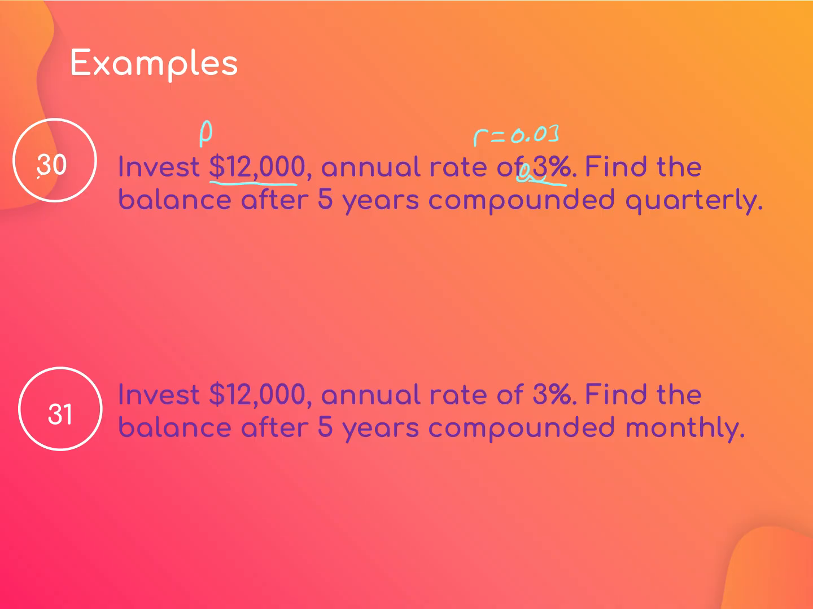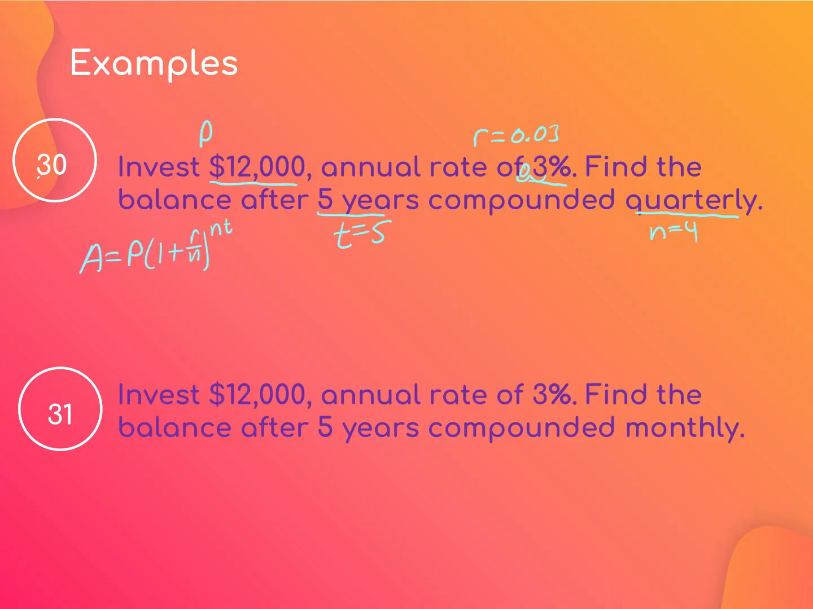And I want to find the balance after 5 years. That means your T value is 5. Compounded quarterly. How many quarters are there in a year? There are 4. So that means n would be 4. So I'm going to plug all of these numbers into A equals P times 1 plus R over N to the power of NT.